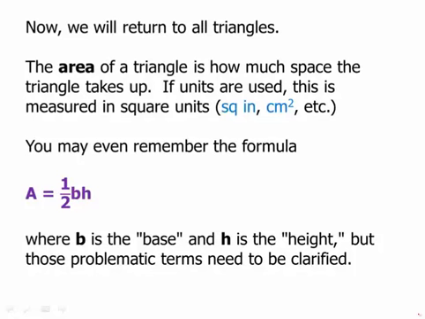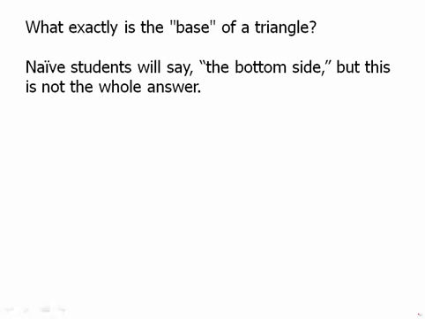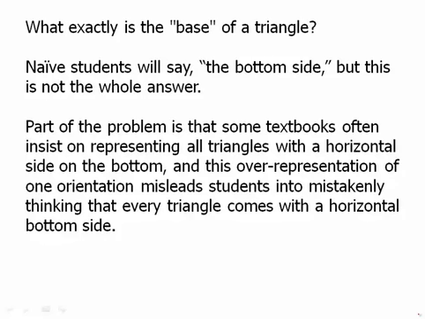There are some very naive understandings of these that lead to all kinds of mistakes. So we have to be very clear exactly what we mean by a base and exactly what we mean by a height. So first of all, what exactly is the base of a triangle? Naive students will say the bottom side, but this is not the whole answer. Part of the problem is that some textbooks often insist on representing all triangles with a horizontal side on the bottom. This overrepresentation of one orientation misleads students into mistakenly thinking that every triangle comes with a horizontal bottom side.